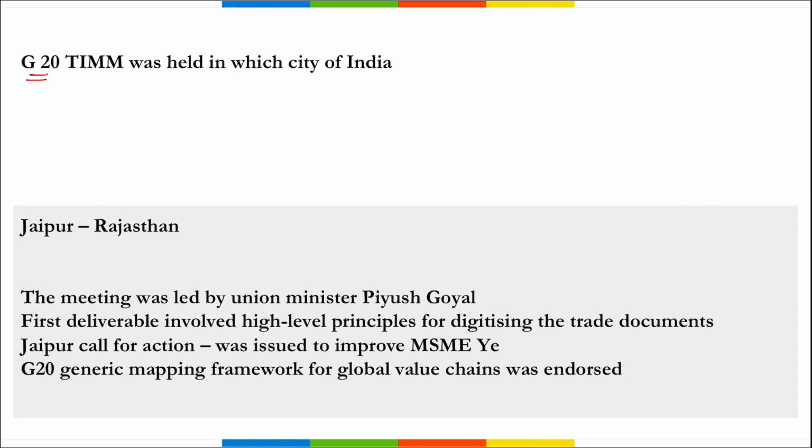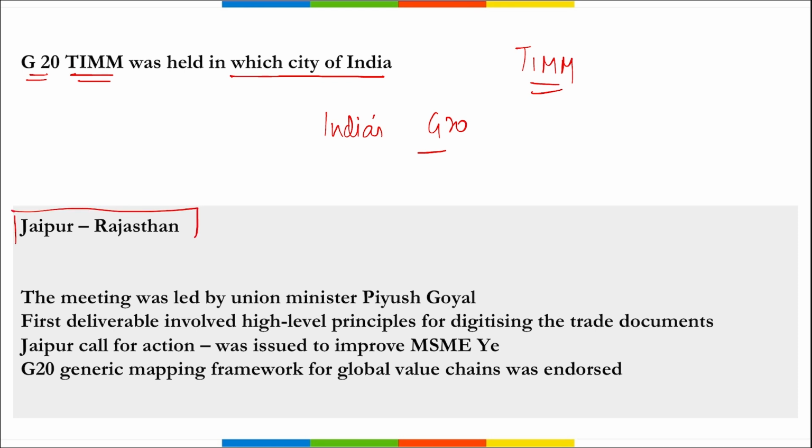Next, G20 TIMM was held in which city of India? First of all, what is TIMM? TIMM stands for Trade and Investment Ministers Meeting. I repeat, Trade and Investment Ministers Meeting. This G20 TIMM was held under India's G20 presidency. Correct. Now the question asked here is where was this held? So this meeting was held in Jaipur, Rajasthan, that is also known as the Pink City of India.